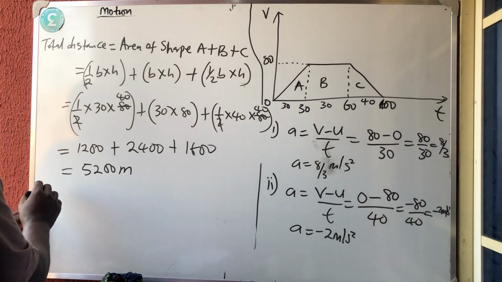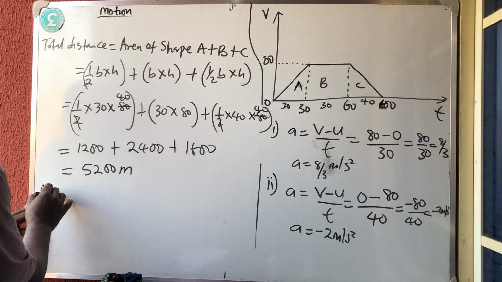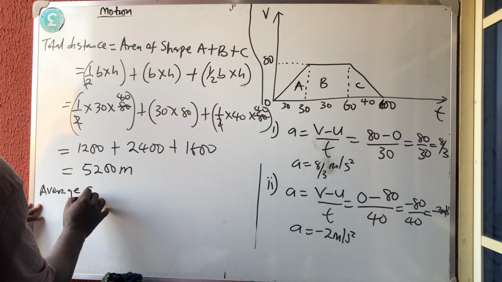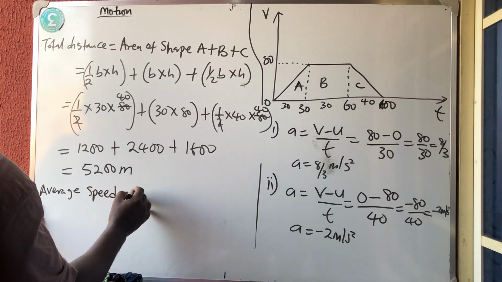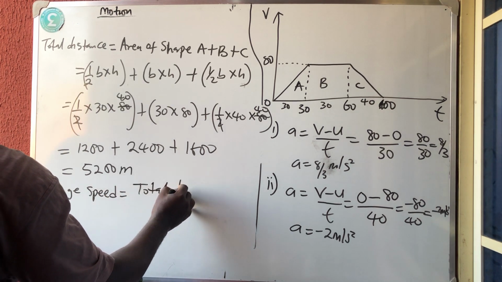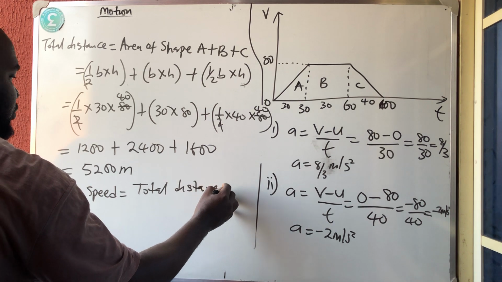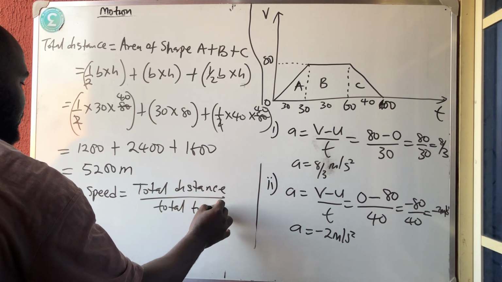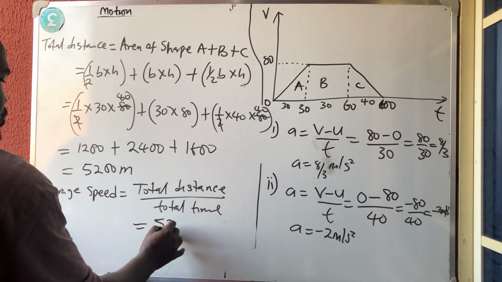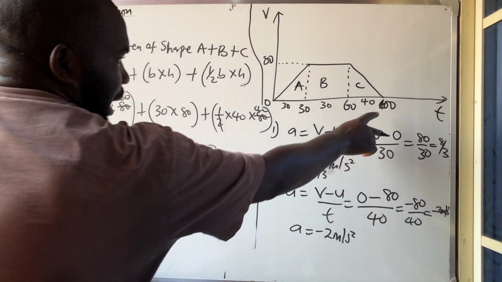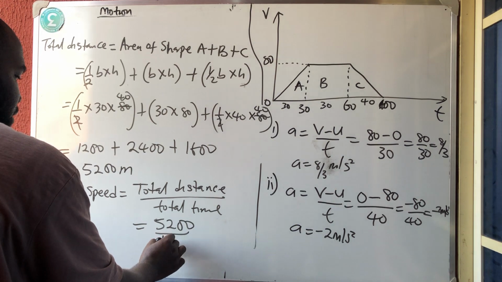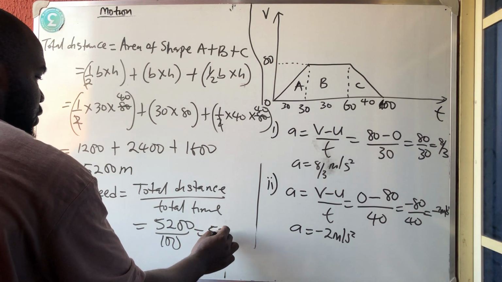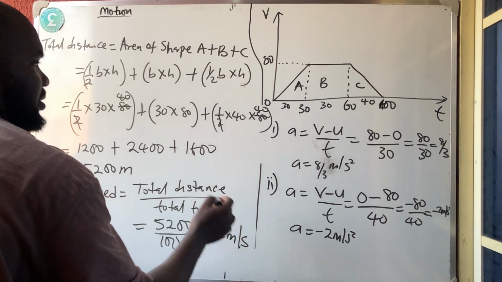Okay, so now the average speed is equal to what? Total distance over the total time, which is what? 5200 divided by the total time, the last time I'm having here, which is 100. So I'm having what? 52 meter per second.